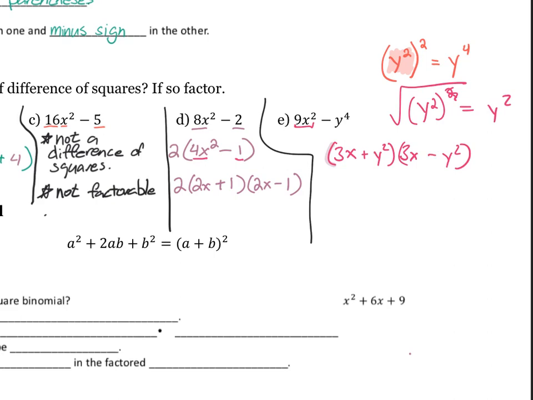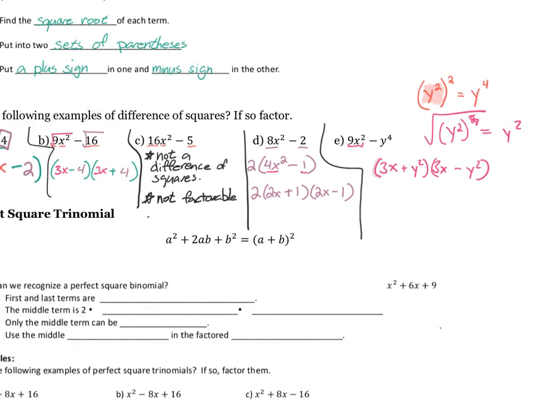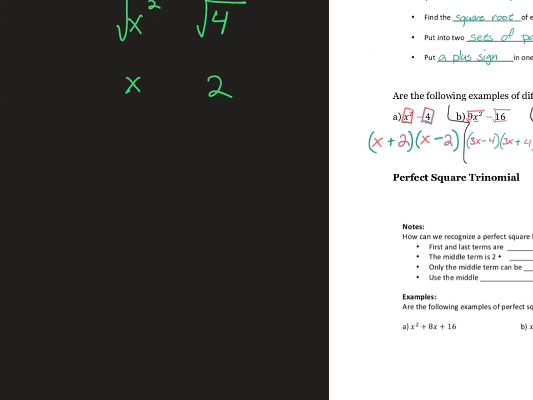There we go. Okay, now we're going to look at a perfect square trinomial. And a perfect square trinomial comes from a binomial being squared. Okay, so for instance, if I have x minus 4 and I square it.